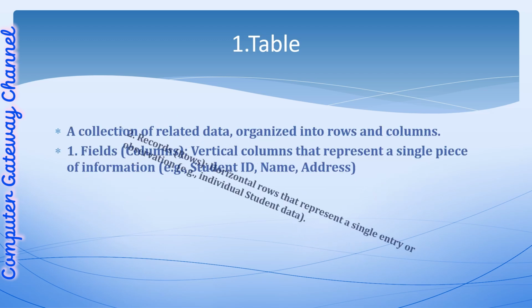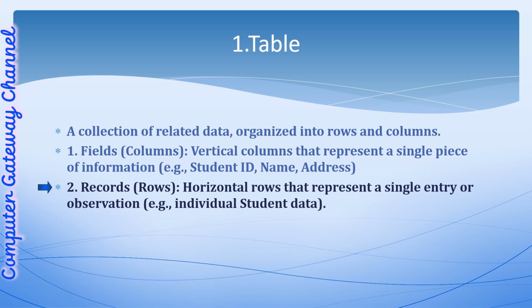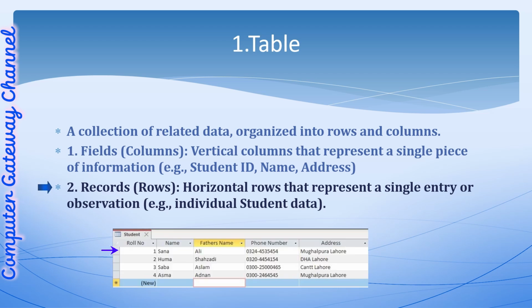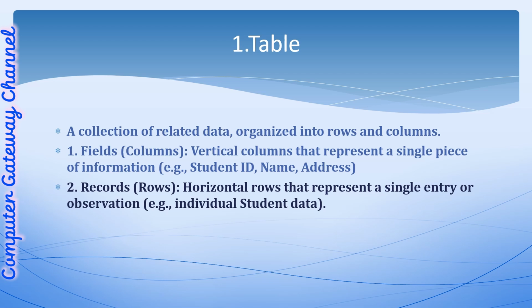The second is records. The rows are called records, or we can say records are saved in the form of rows. Horizontal rows that represent a single entry or observation is called a record. The first row contains the name of the fields in the database. For example, individual student data.